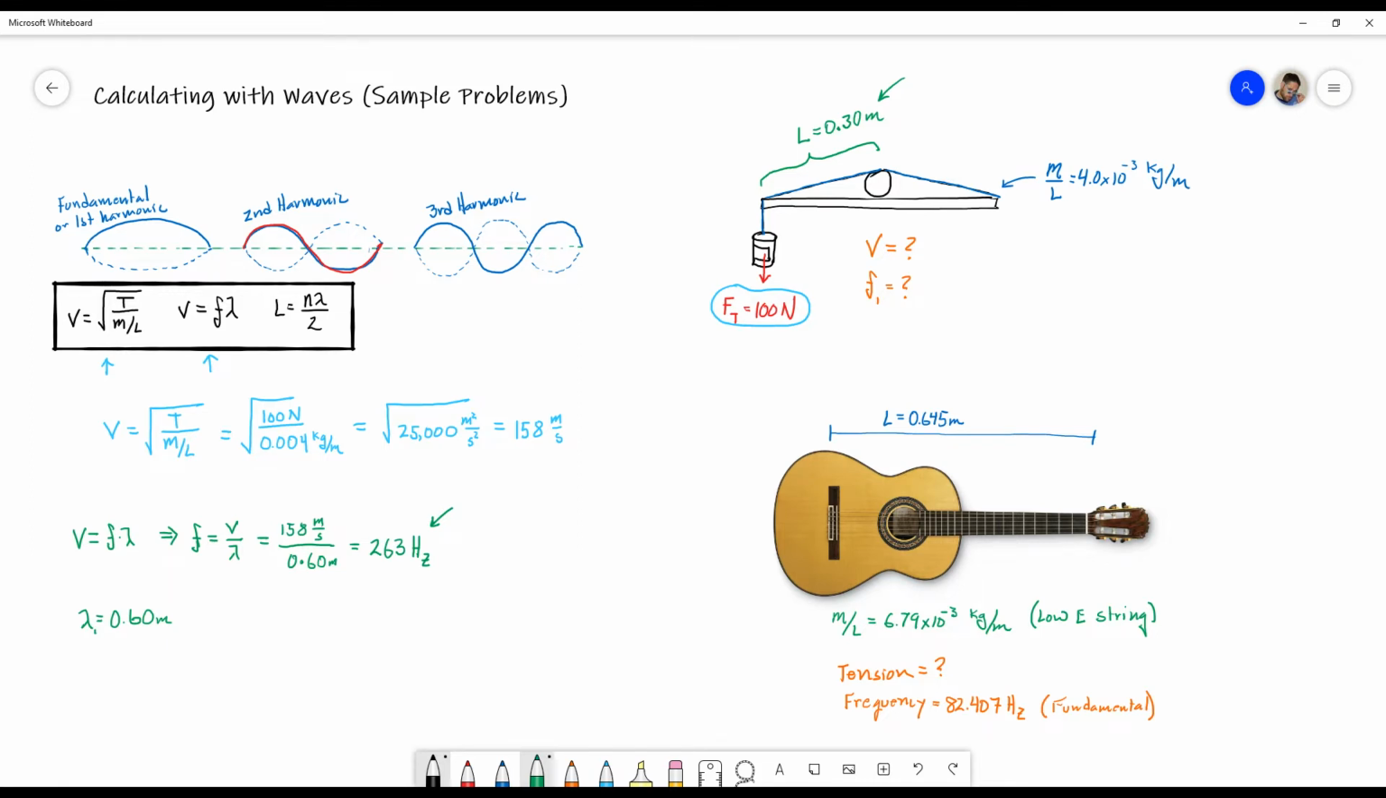So what does that sound like? Well, we'll check that out in just a moment in the next video. So there it is, the velocity and the frequency of the wave that's on that string that we hung over the desk there and plucked.